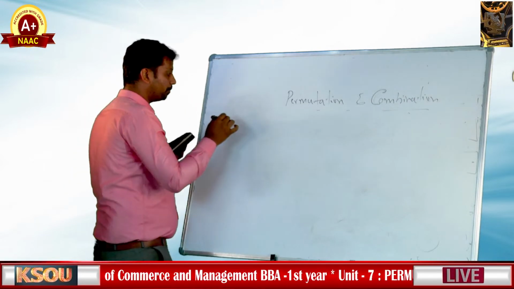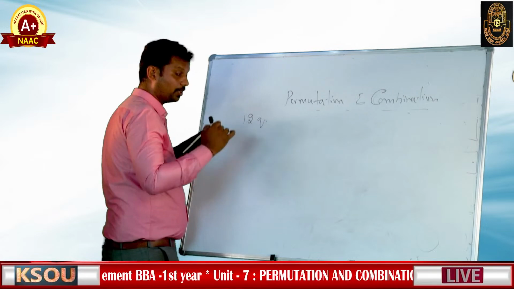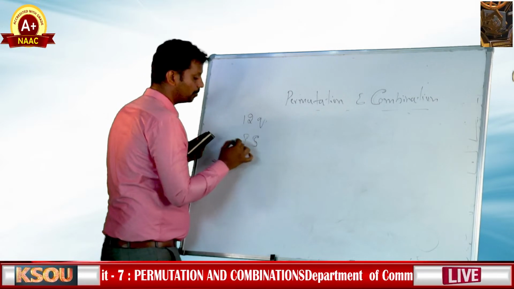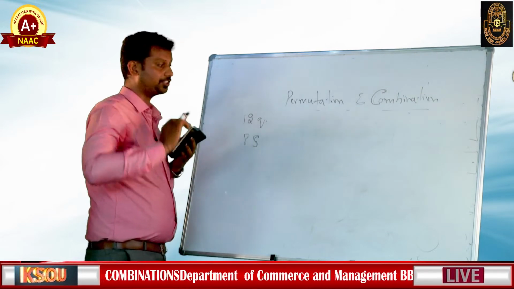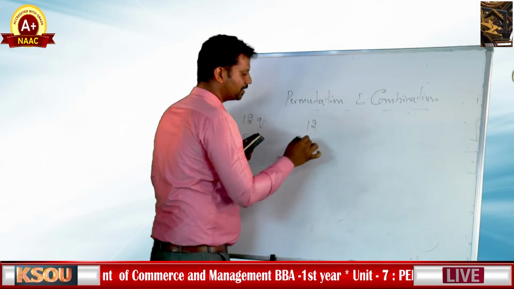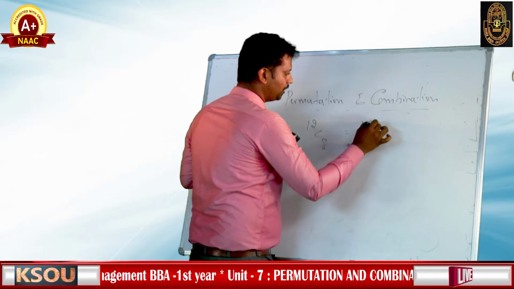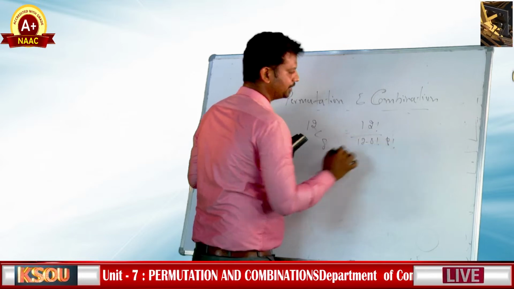So in your question paper, 12 questions are there. How many questions? 12 questions. So what is the chance? You should select only 8 questions. What is the number of ways of selection? Very simple. Out of 12 questions we can select 8 questions: 12 factorial divided by (12 minus 8) factorial into 8 factorial.